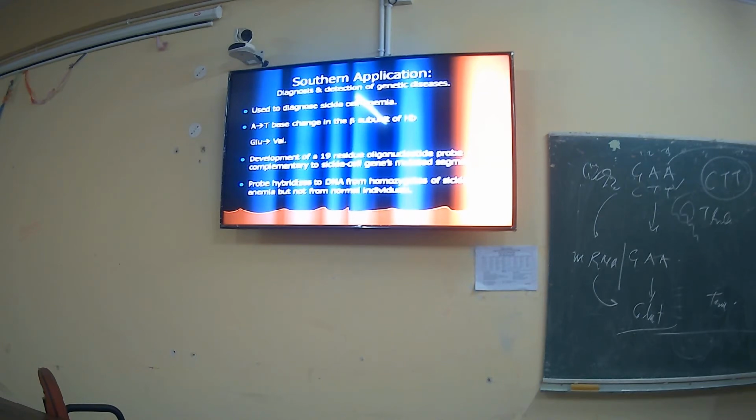Another application is the development of a 19 residue oligonucleotide probe complementary to the sickle cell gene's mutated segment. So it is part of the Southern application for sickle cell anemia. Fourth, the probe hybridizes to DNA from homozygotes of sickle cell anemia but not from normal individuals. If you develop a probe for the mutated sequence, it will not bind to the normal one, only to the mutated one. So you can find out whether this is a normal homozygote or a mutated homozygote.